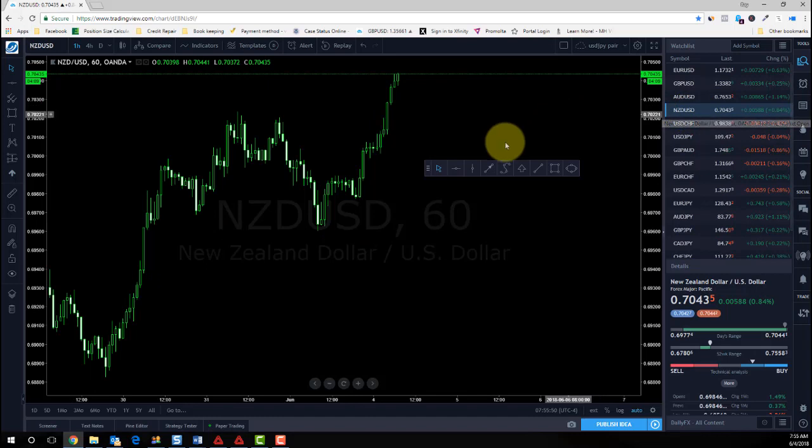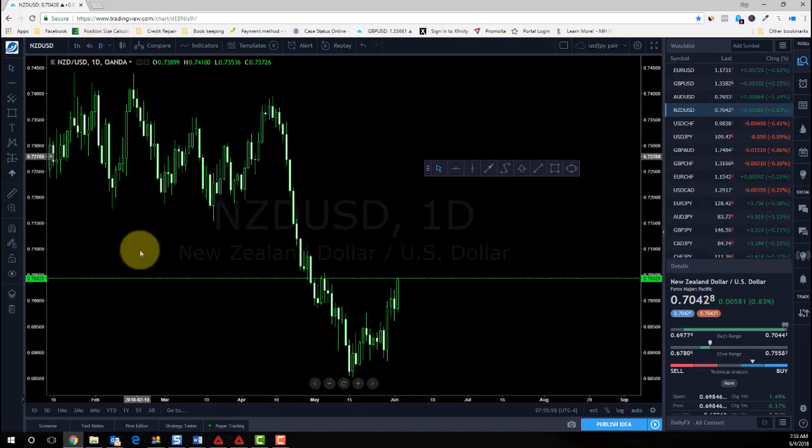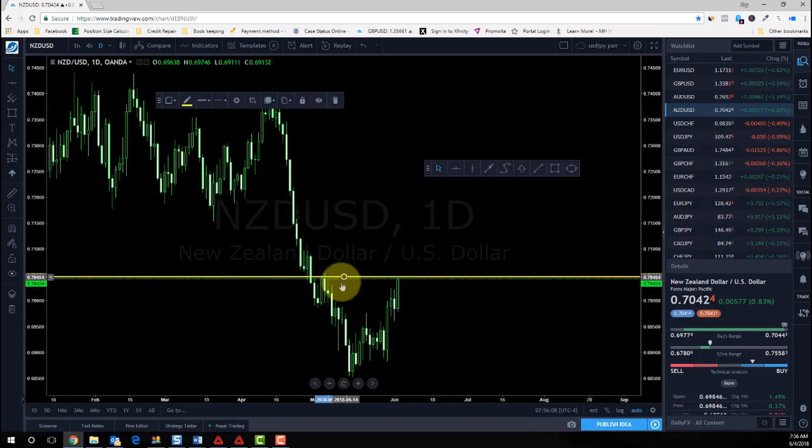New Zealand dollar. Start with the daily chart. We always want to find where the market is going. So we have the market just like the Aussie dollar, which is positively correlated. We have the Aussie dollar actually hitting this area of resistance as we speak.